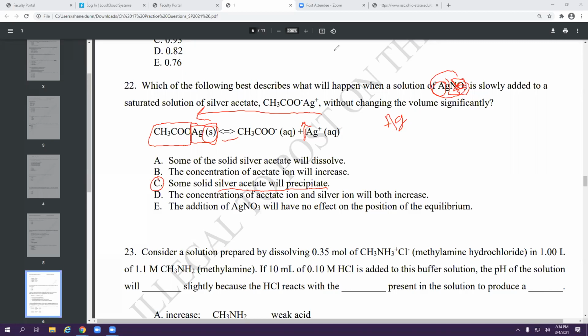Does the NO3 matter in my equation? No. It's going to break apart, and I'm only going to get silver out of it. That's why I'm ignoring NO3, because it doesn't play a part in the equation. It's going to be in the solution, but it's not going to do anything.